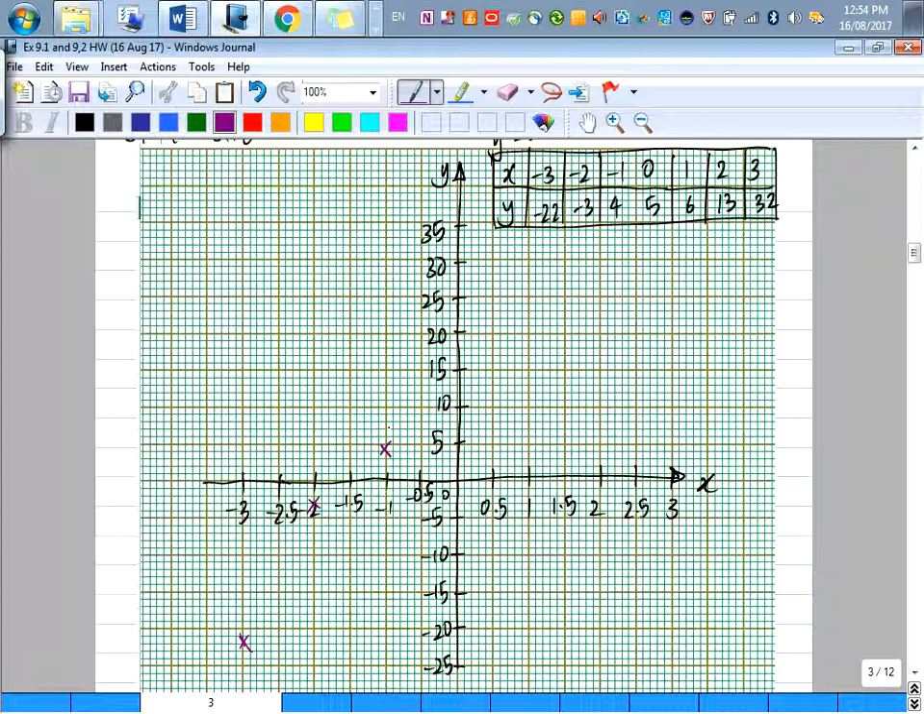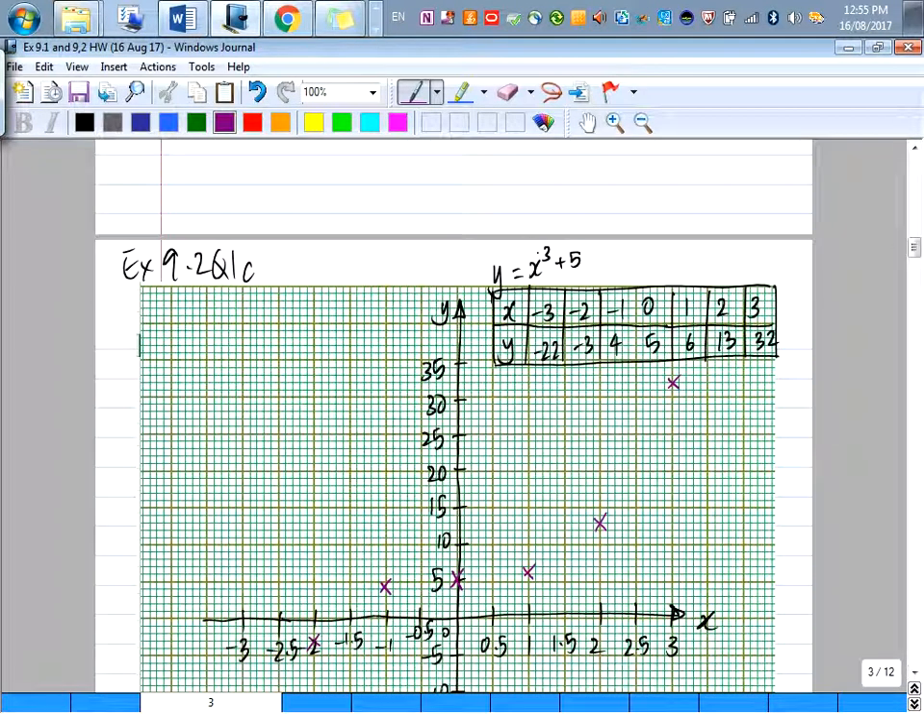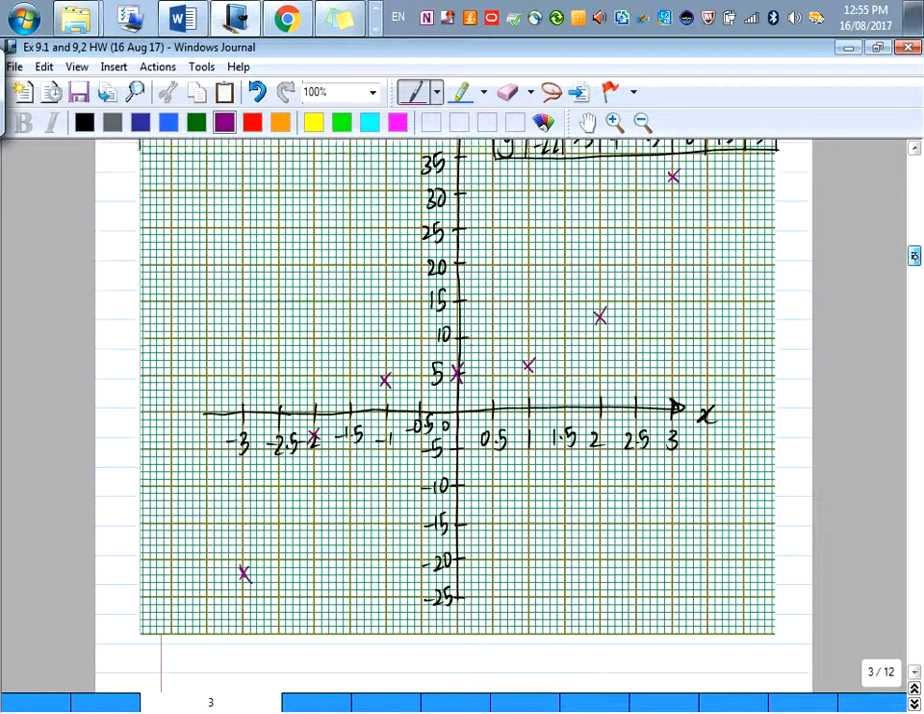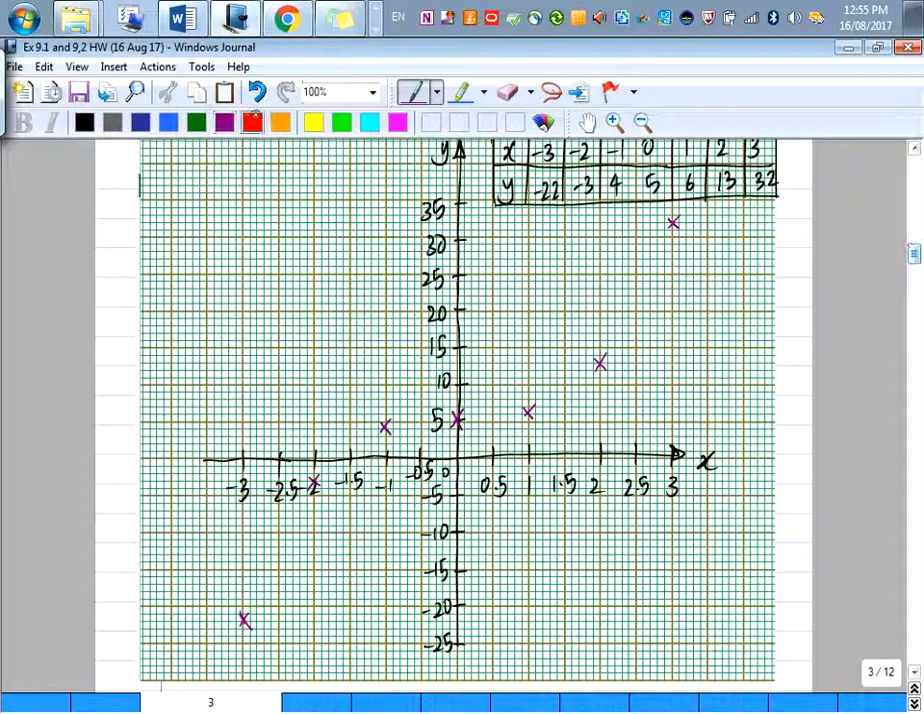When x equals 0, y equals 5. X equals 1, y equals 6. X equals 2, y equals 13. And finally, x equals 3, y equals 32. Again, it is going to look like a snake because we are talking about an x cubed graph, power 3. Okay, then join it all up.